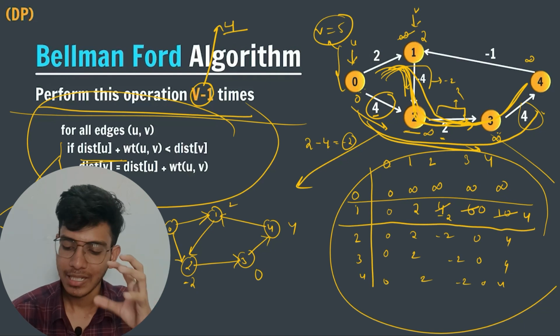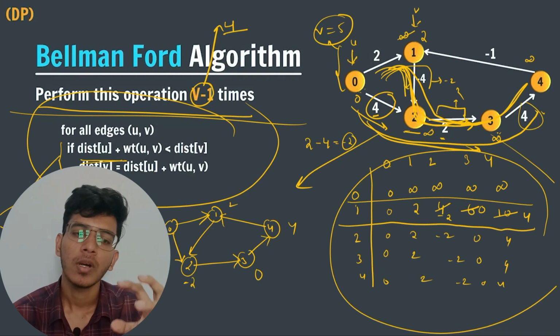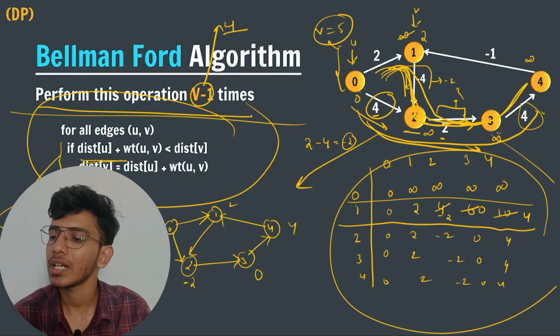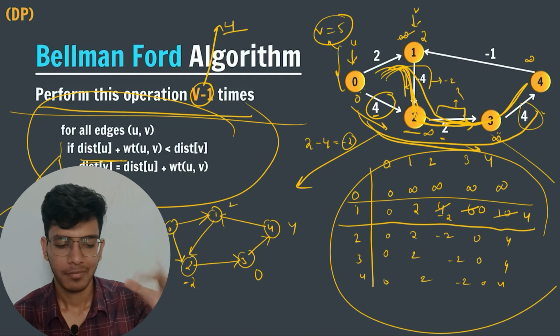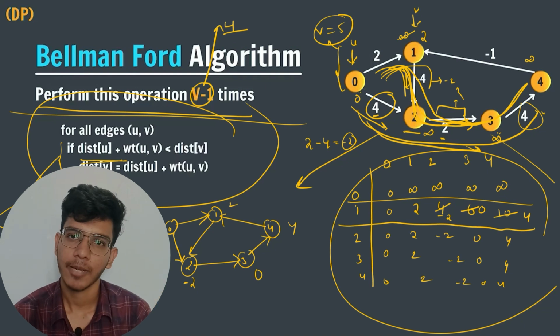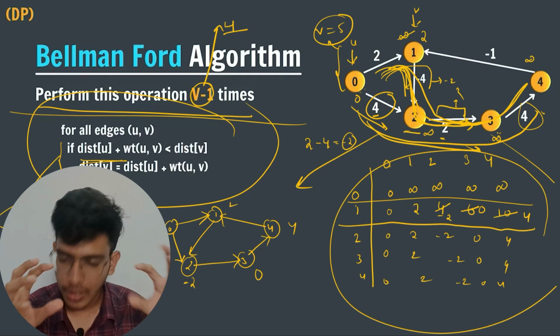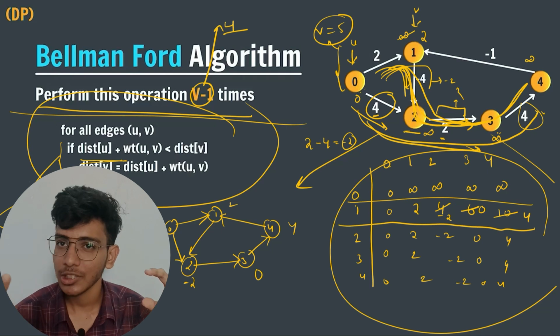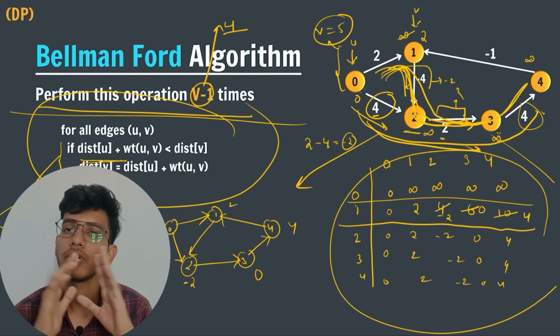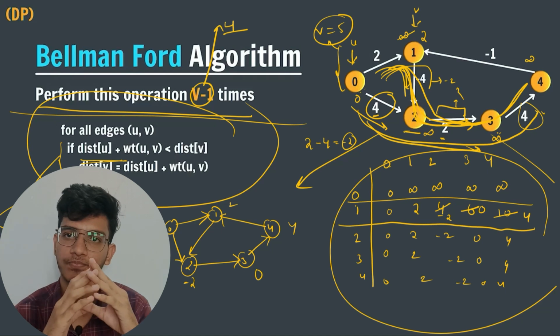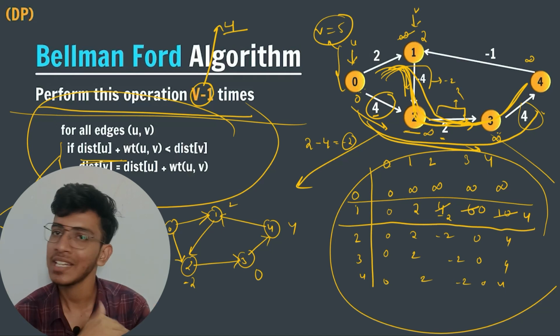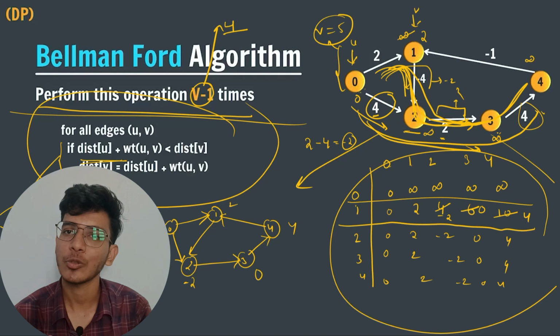So basically I am running a loop, and the loop will run V minus 1 times, and within that I am checking my relaxation step. If in the relaxation step the condition is satisfied, then I am changing the value of the distance of v. Now when we code this, believe me, it will become super clear to you guys. So let us talk about the code of this algorithm.